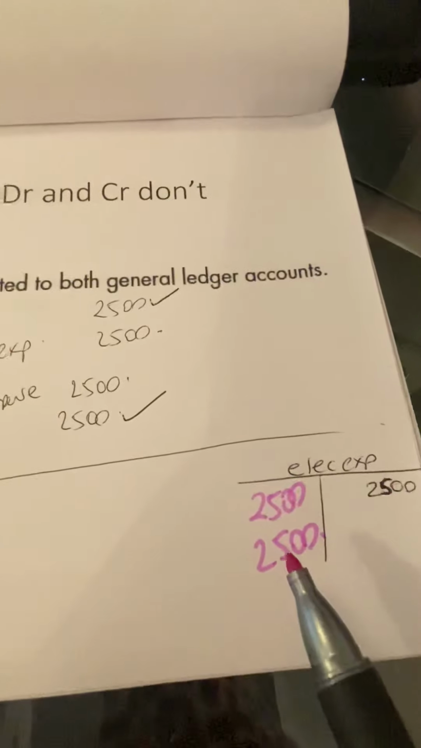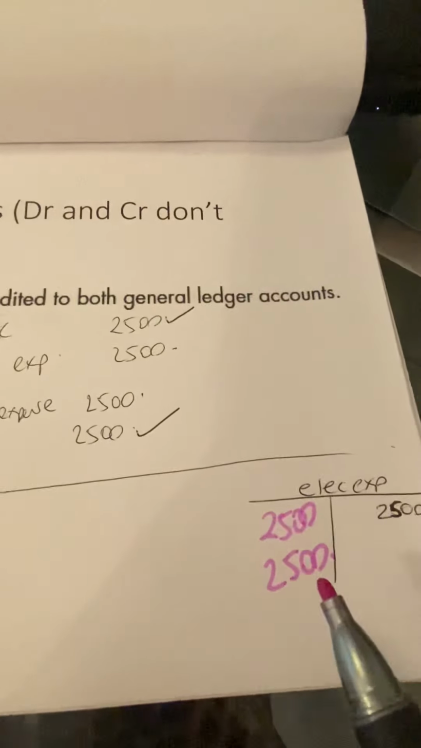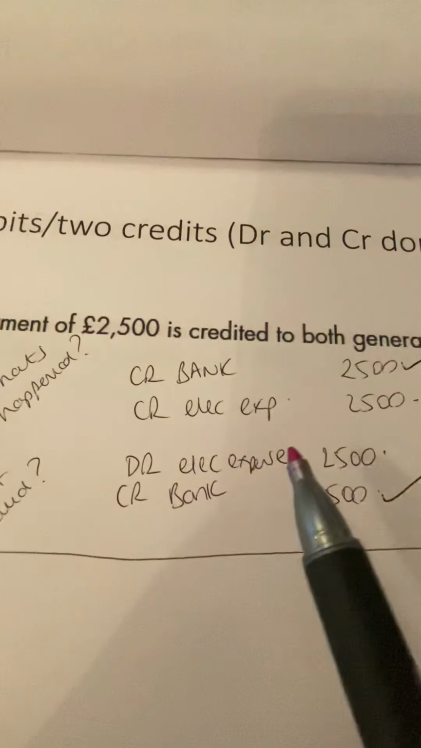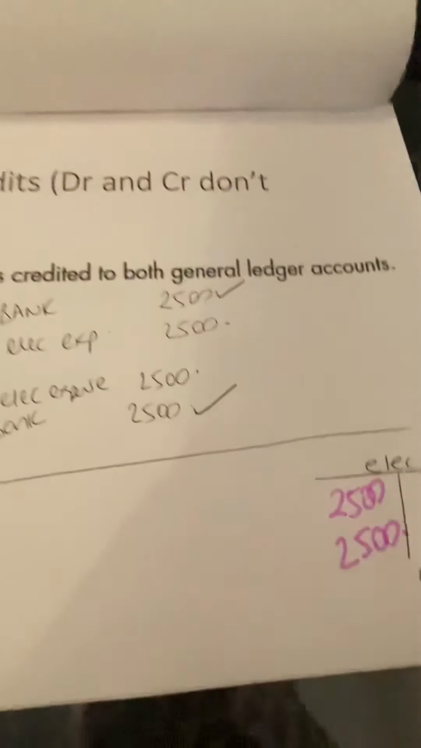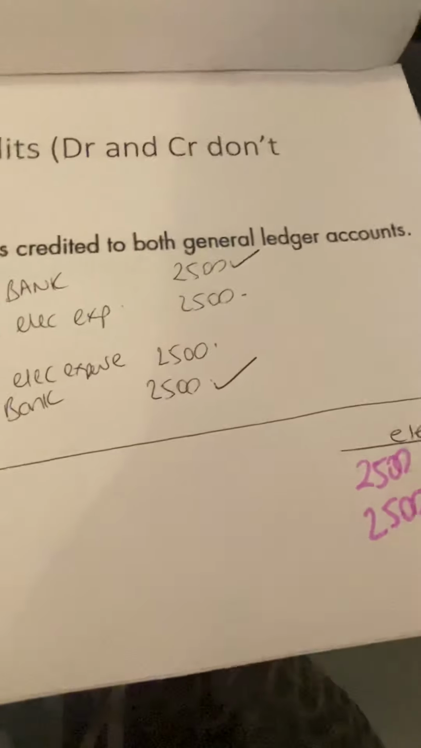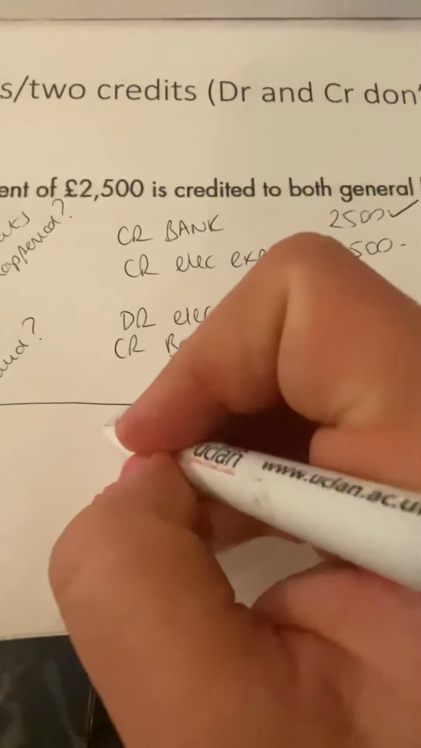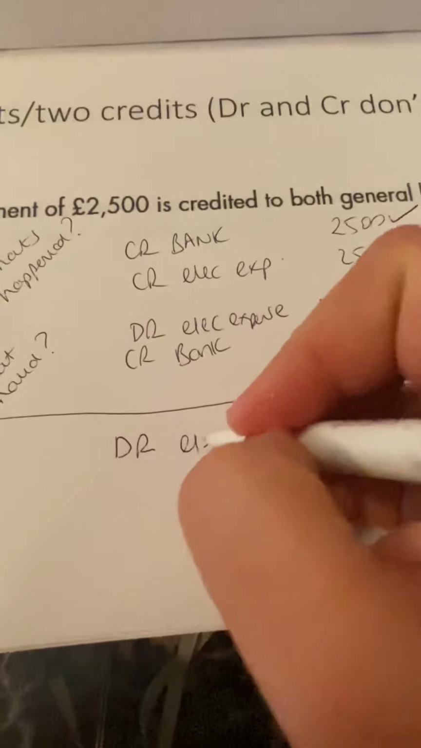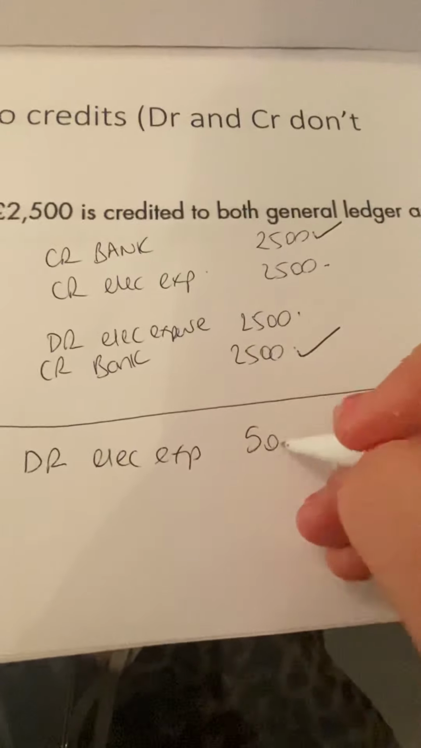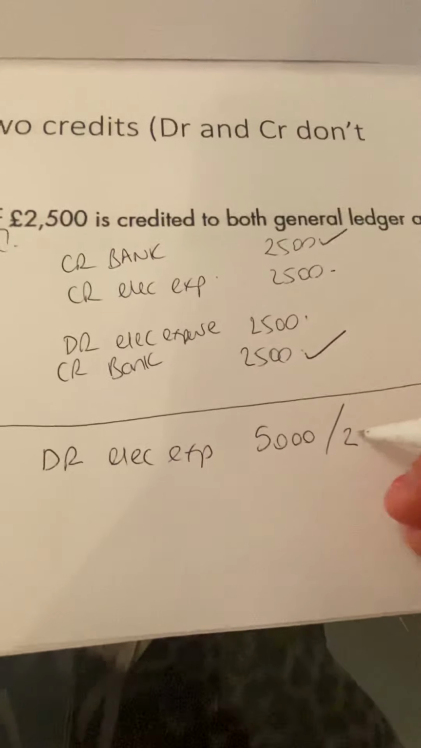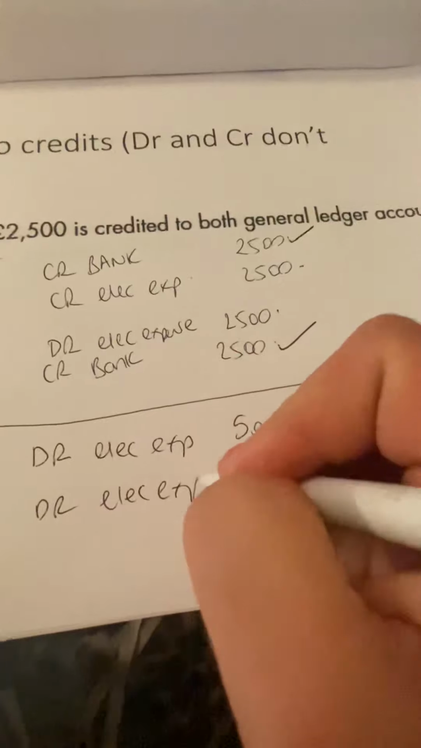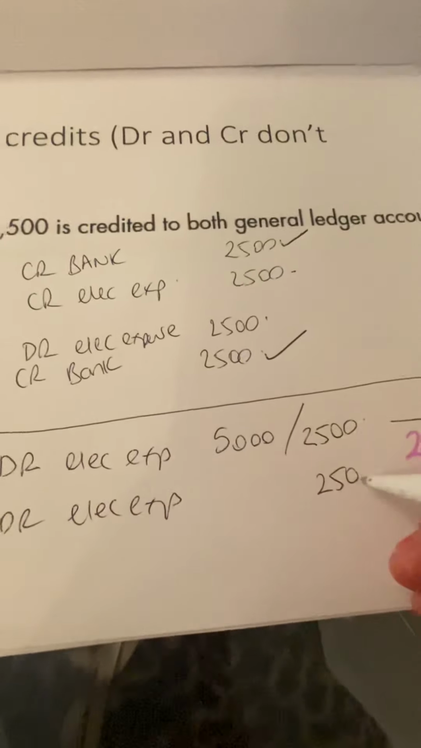So we would need to do the second debit to actually put into place debit electric expense 2,500, which is exactly what we wanted it to be. So what we've effectively done there is debit electric expense. Now it's up to you. You can either write 5,000 or you can do it twice.